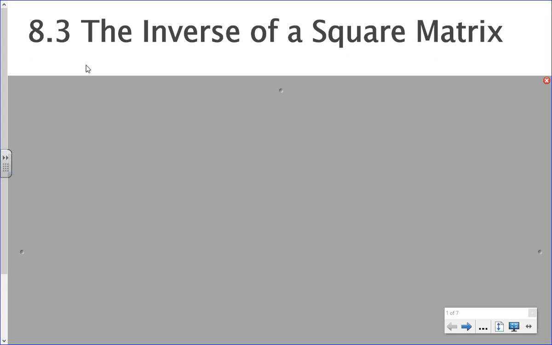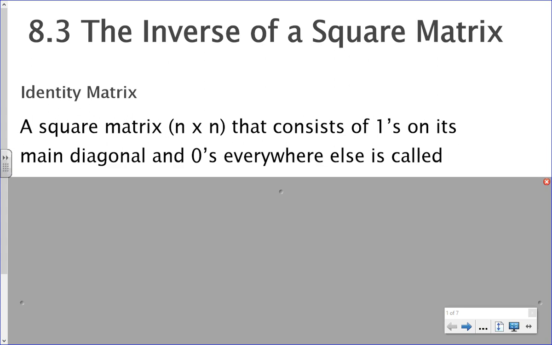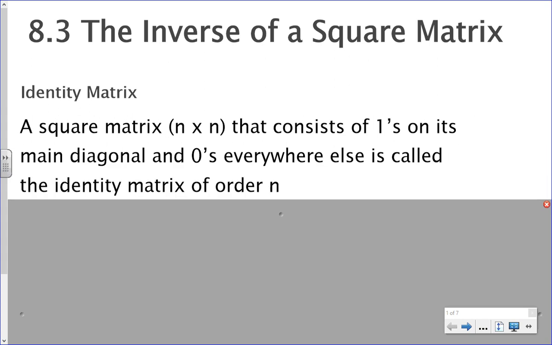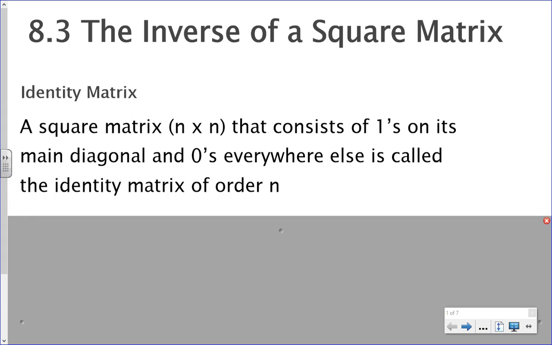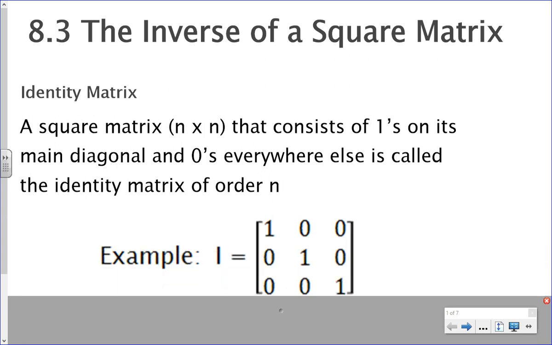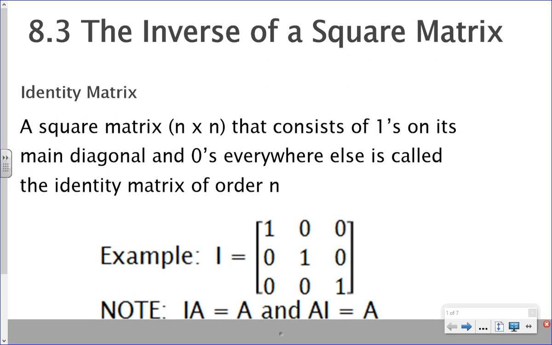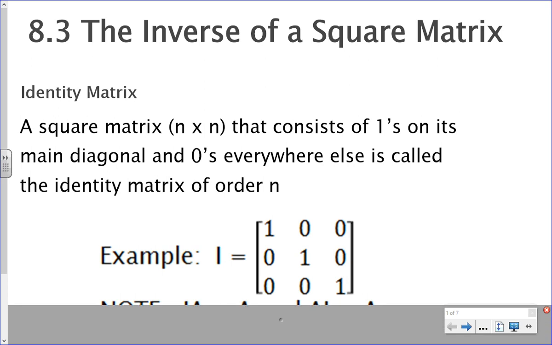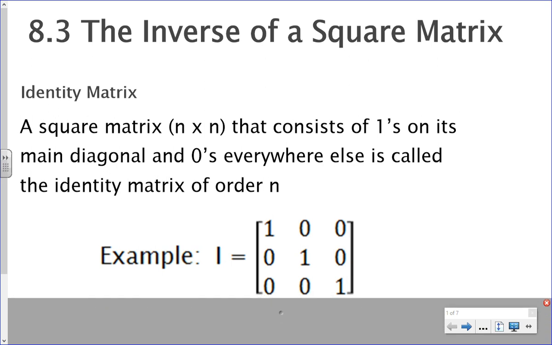The first thing we're going to talk about is an identity matrix. An identity matrix is a square matrix that consists of ones along the diagonal and zeros everywhere else. The example that I have up on the board is the identity matrix of order 3, since it's a 3 by 3 matrix.